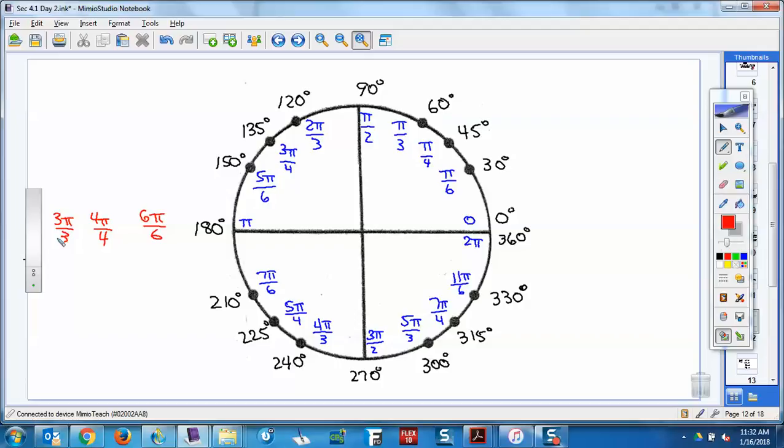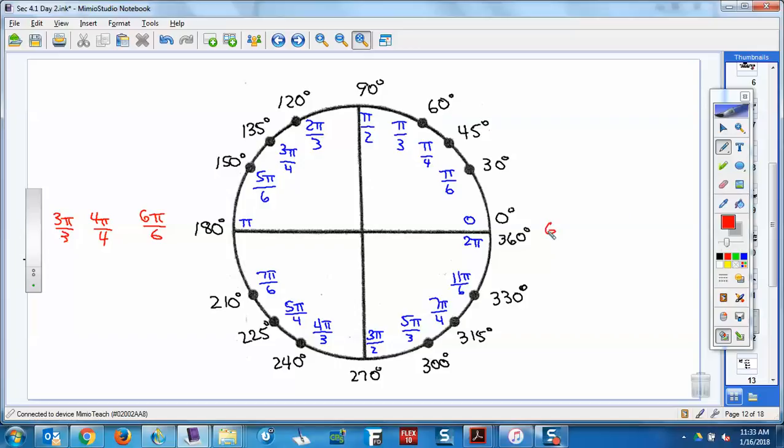And so pi over 3. Here's 1 pi over 3. Here's 2 pi over 3. Here would be 3 pi over 3. Here's 4 pi over 3. Here's 5 pi over 3. And then, of course, this would be 6 pi over 3, which is 2 pi.